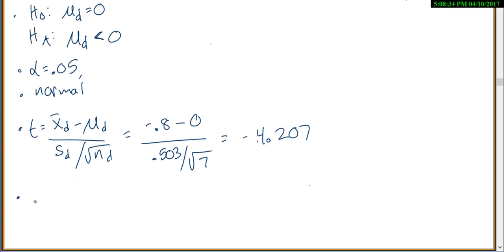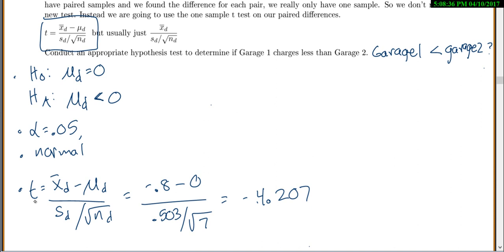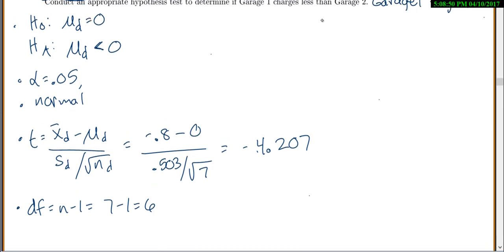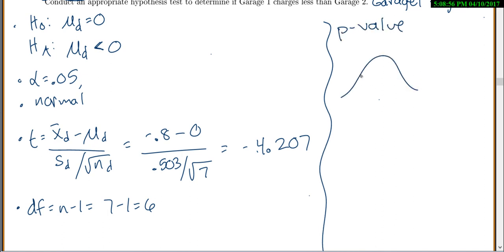Now for a t-test, so this is basically just a t-test, you need degrees of freedom. Degrees of freedom are n minus 1, so n was 7, 7 minus 1 is 6. So my p-value, here's my negative 4.207. Now notice we're looking for a less than, so we're looking for the area to the left.